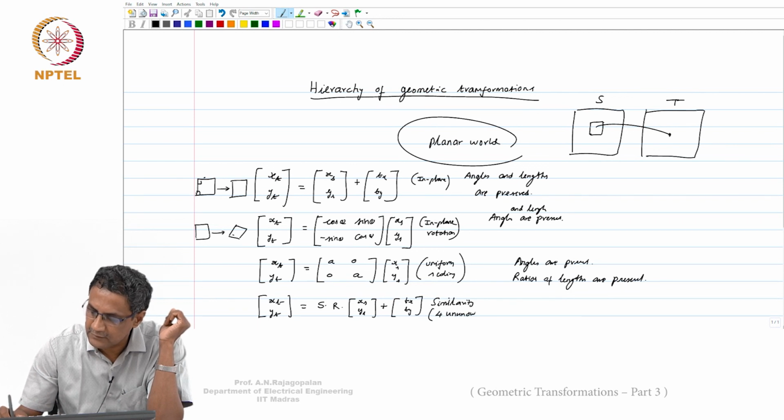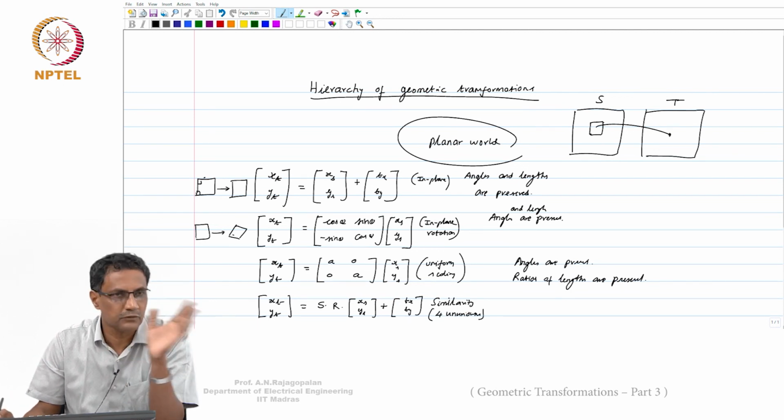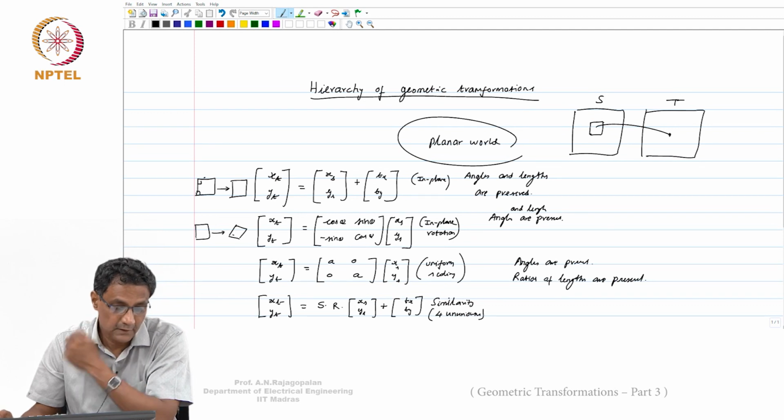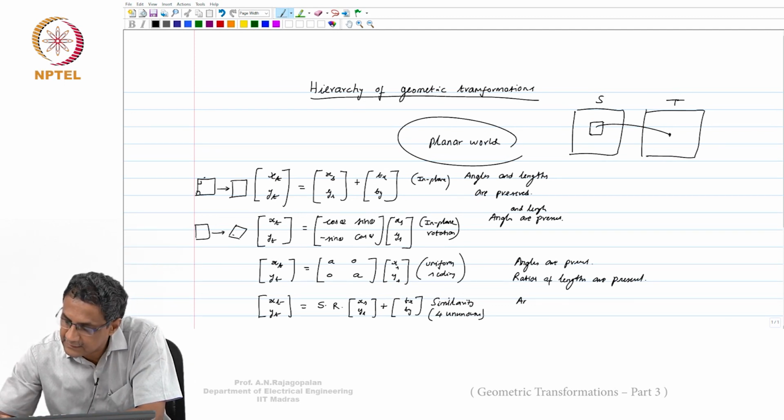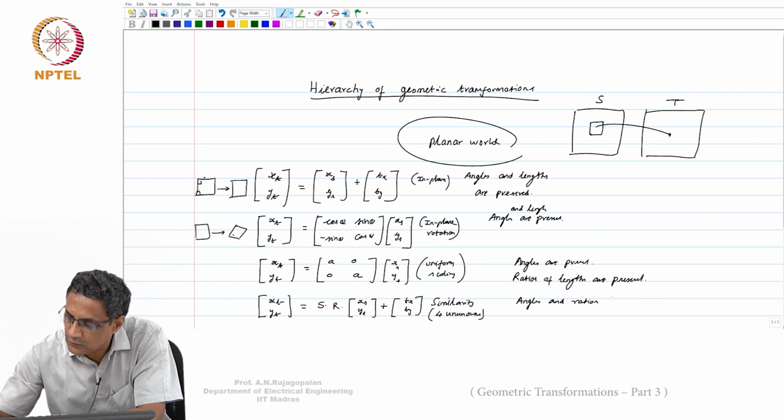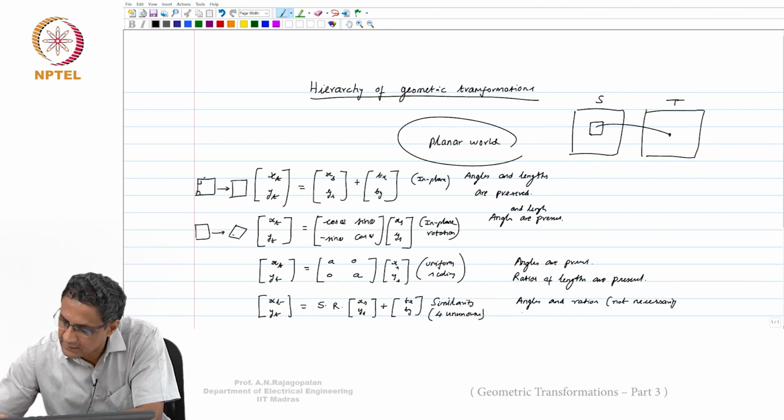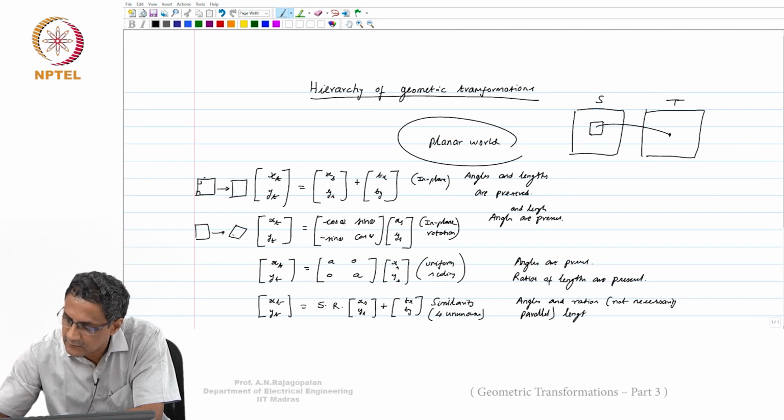These unknowns are the ones you need to solve for, and for that you need the feature point correspondences and all that. And here what it says is that angles and ratios of lengths, not necessarily of parallel segments, are preserved.